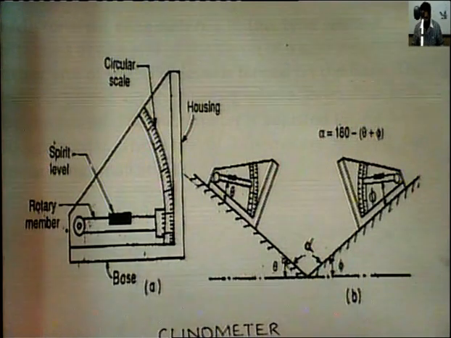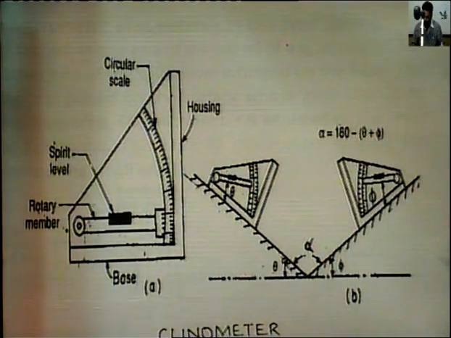So basically clinometers are used for measuring angles. So for angular measurements we have an instrument which is called a clinometer.